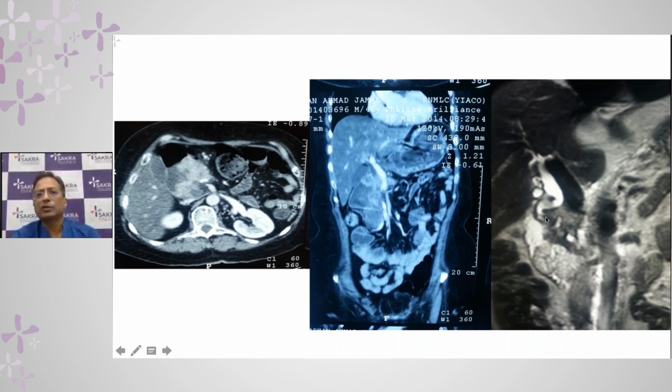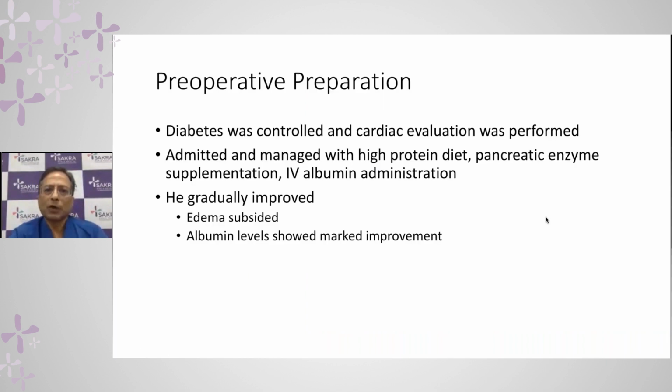So we made a diagnosis of mucinous cystic neoplasm of the head of the pancreas, most probably with a malignant component. Now we had several problems with this patient. His diabetes was uncontrolled. We had to assess his cardiac evaluation, and his albumin was very low. As you can see, it was 1.6 gram per cent. He had pedal edema. So the patient was in poor nutritional status.